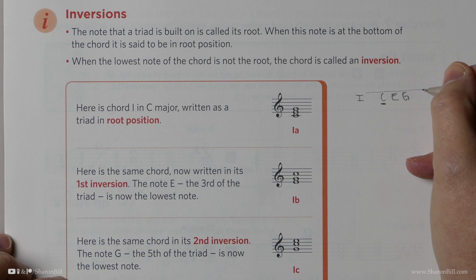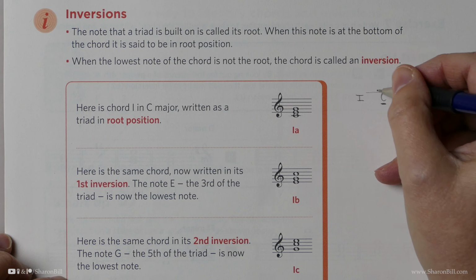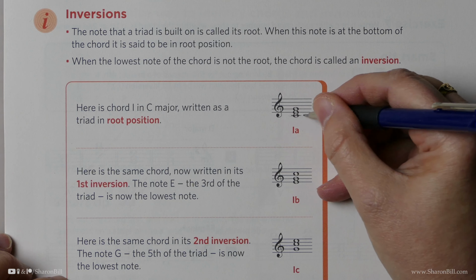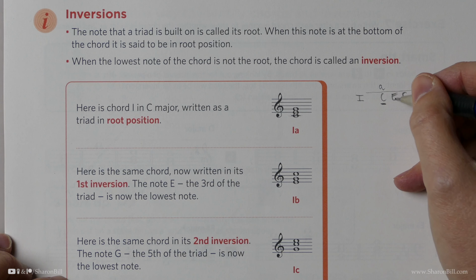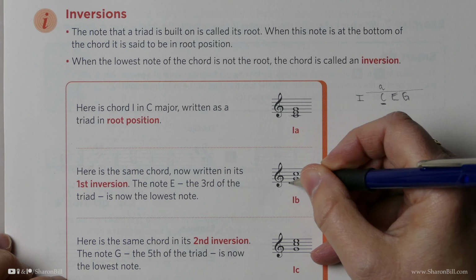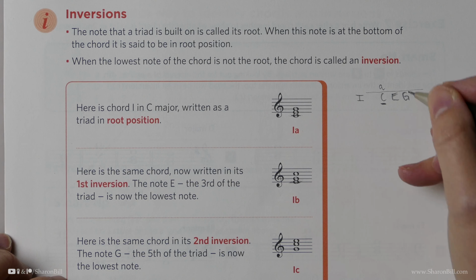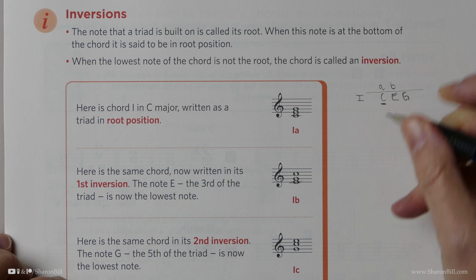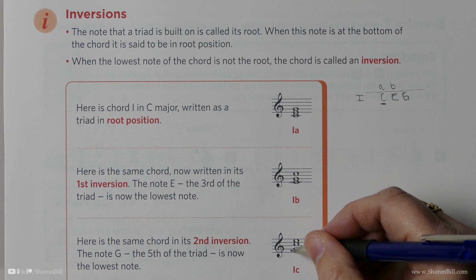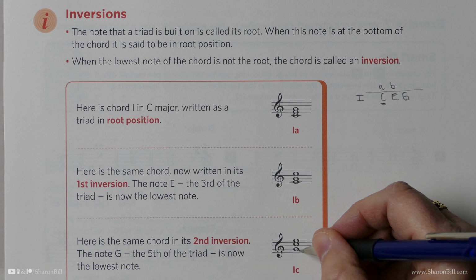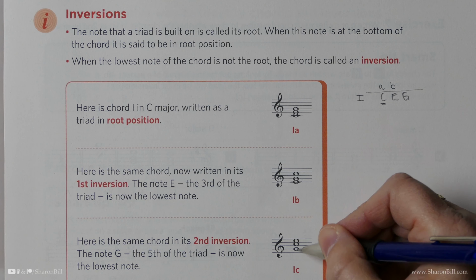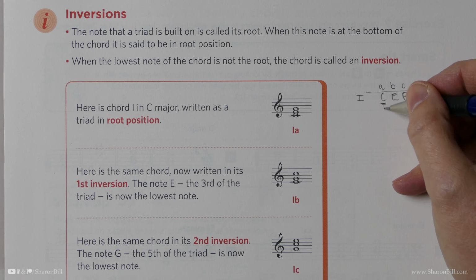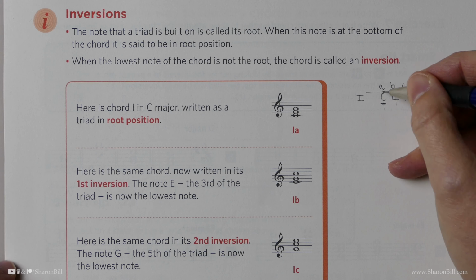And so the way we would describe it is root position, or 1A, if C is at the very bottom of the chord. If E is at the bottom of the chord, the bass of the chord is E, we'd say it's 1B. And if G is the bottom of the chord, and then the same notes of the chord are rearranged around that, we'd say that's 1C. So we have position A, B and C.